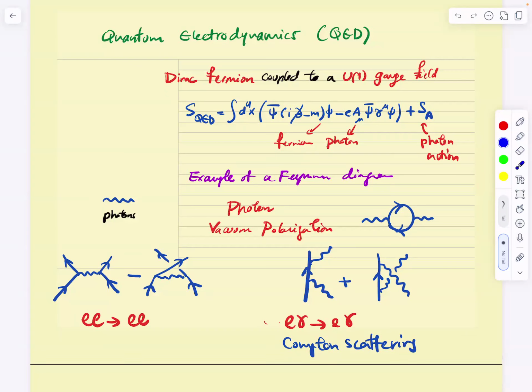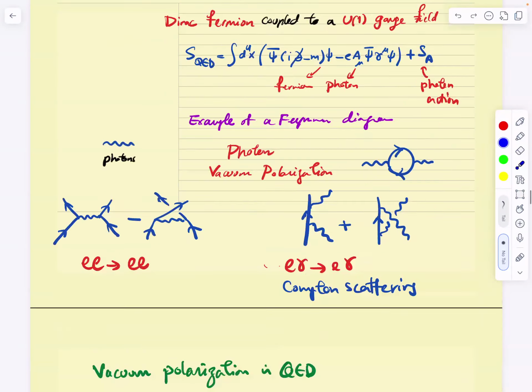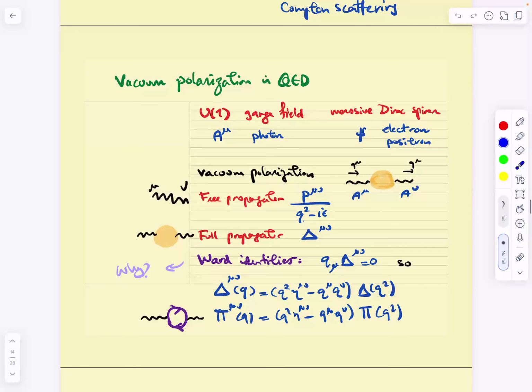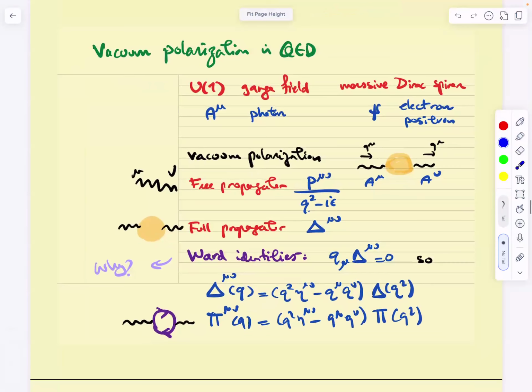It was important that the vacuum polarization should not introduce mass for the photon, right? Why is that? It's unphysical. But how do you impose that? This was actually the content of the Ward identities, right? There should be no degree of freedom in the direction of propagation. All right. Okay.